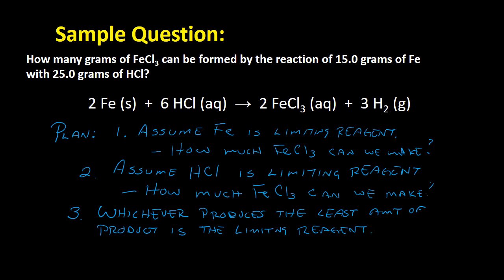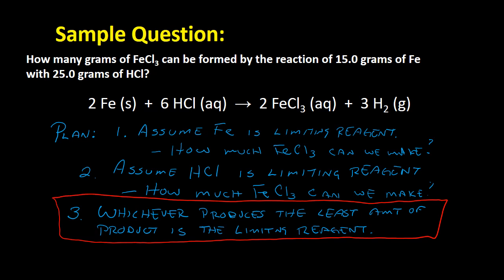So we start by assuming that each one is the limiting reagent and seeing how much we can produce. After we've done that for both of them, this is super important, whichever one of them produces the least amount, that's the limiting reagent. And this is also really important, whichever one produces the least amount, that's how much you're going to make. A lot of people work through this, they get an answer based on this assumption, they get an answer based on this assumption, and then they sometimes have a tendency to add those two together. That's not how it works.